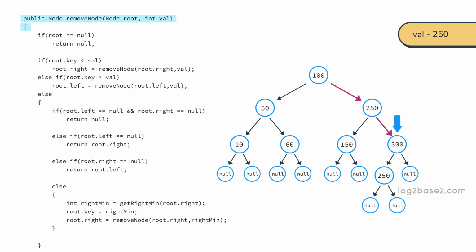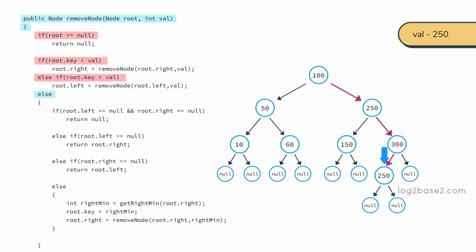Now again check if the tree is empty, but it is not. So check if root key is greater than val, and we have 300 greater than 250. So call the removeNode function by passing the left subtree and the value 250. And here first check if the tree is empty, but it is not. 250 is not less than root and not even greater than root. So it must be the root here. So we have found the node to be deleted.